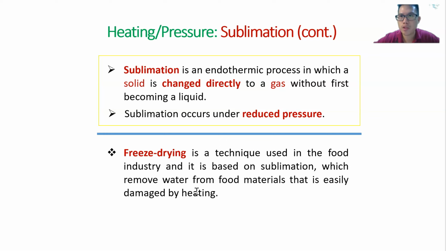So what happens is that you freeze the water. The water can be in the food material, it can be from vegetables. Once the vegetable, let's say, is frozen, then you put the vegetables under vacuum, under reduced pressure. So now the water, instead of going to liquid, changes directly from the solid state, which is the ice state, into the gaseous state. So it actually evaporates.